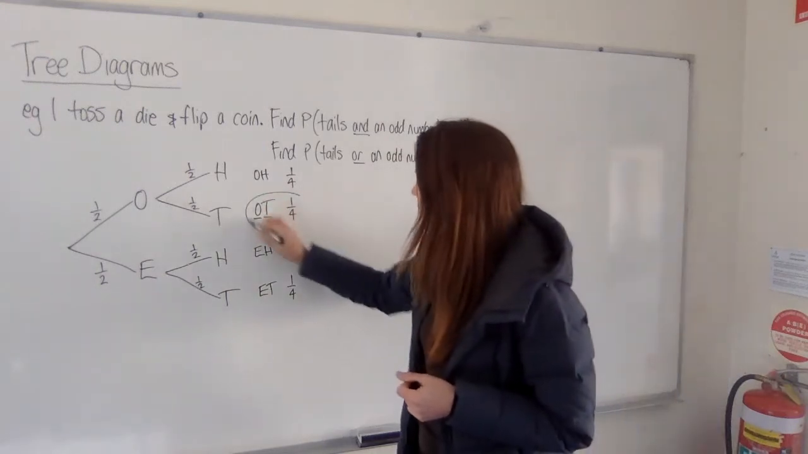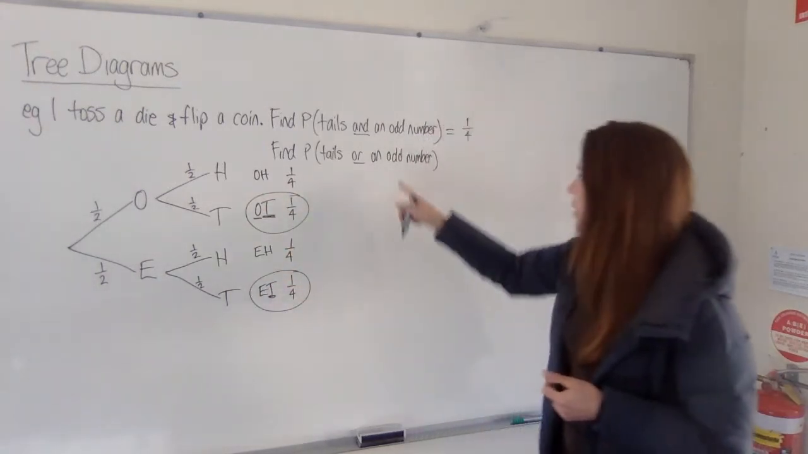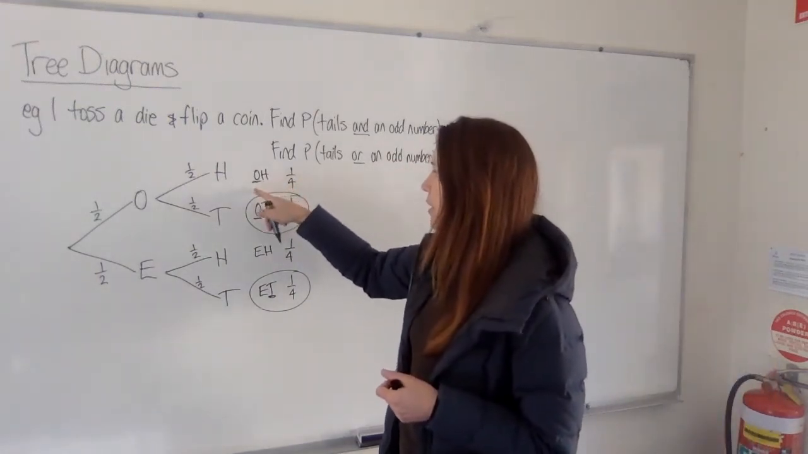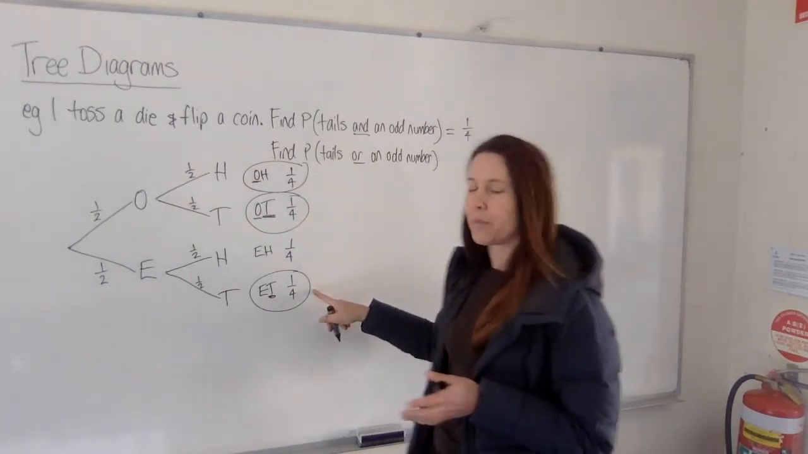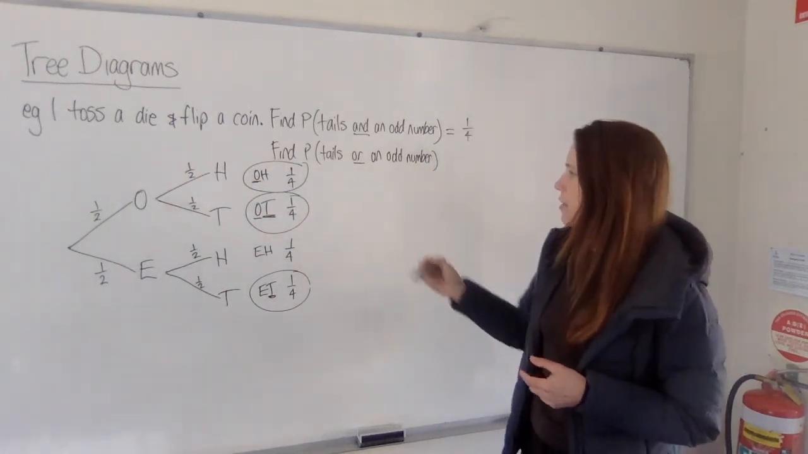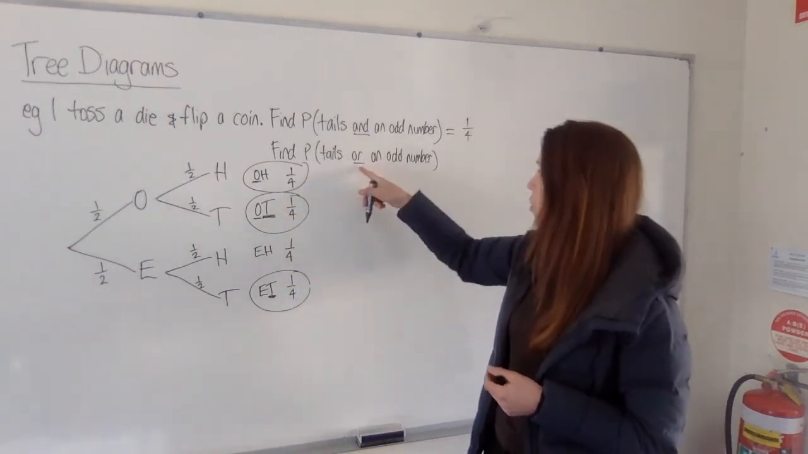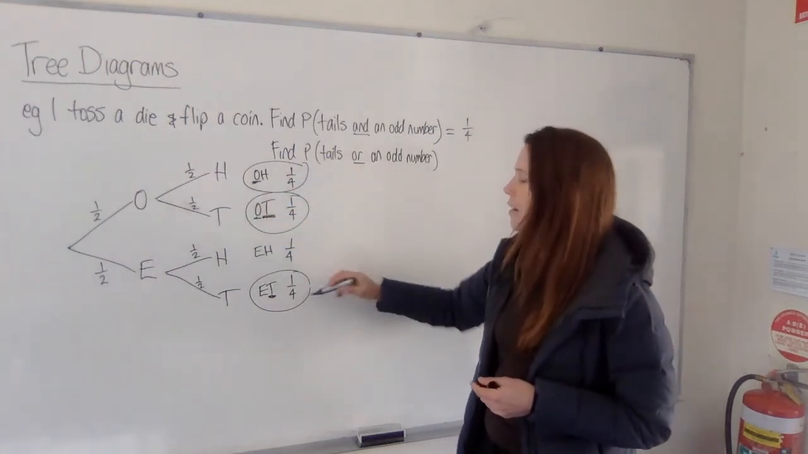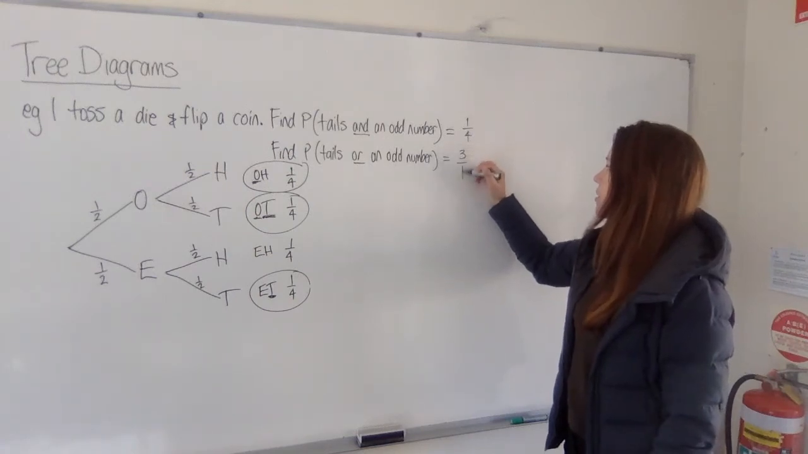So this has tails in it, and so does this. But then anything that's got an odd number in it, well, this one's got an odd number in it, odd and heads. So I actually want all 3 of these outcomes because all 3 of these give me either tails or an odd number. So I need to add them together and I get a quarter plus a quarter plus a quarter, which is quite simple. It's 3 quarters.